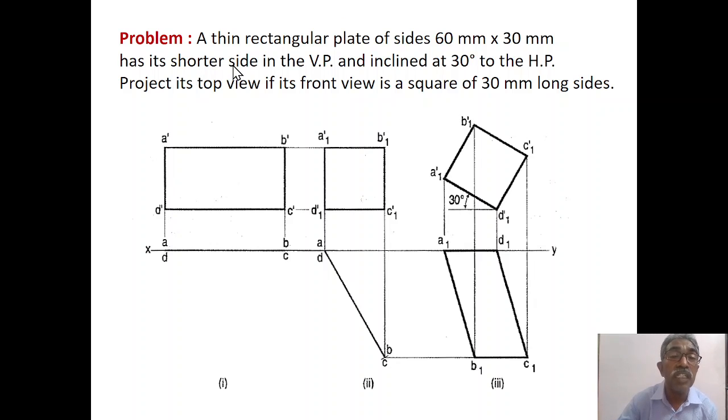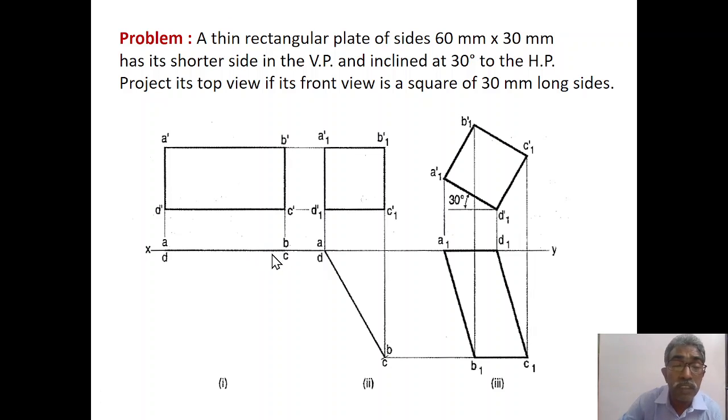If the shortest side is given, then you draw the rectangle, which is the true shape of the plane, with the shortest side perpendicular to the xy. Therefore you draw the line perpendicular, shortest side perpendicular to the xy, which is 30 millimeter. The longest side is horizontal, it is 60. You draw this as a rectangle, which is the true shape of the plane. Then project this up to the xy. On the xy, meaning on the horizontal plane, you will get the top view. So this line is the top view of the plane.